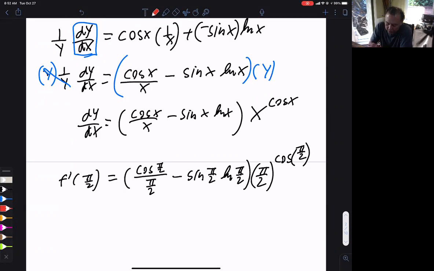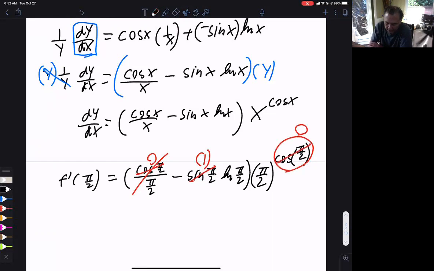Cosine of pi over 2, that's 0. So that's gone because the x coordinate at pi over 2 is 0. Let's keep going. Sine of pi over 2, that's going to be 1. ln of pi over 2, I'm not a calculator, so I don't know how to do that. I leave it as that. Cos of pi over 2, we just said that's 0.